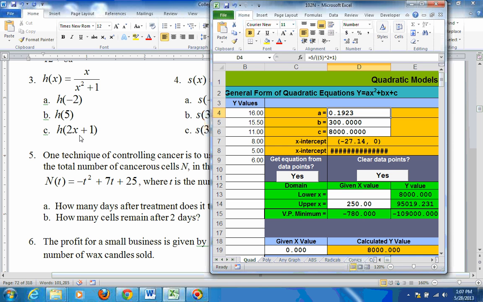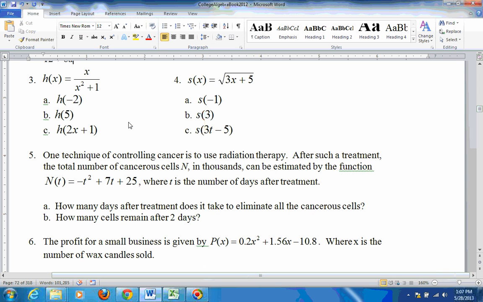Okay. Putting in the 2x plus 1, everywhere there's an x, it would be 2x plus 1 over the quantity 2x plus 1 squared plus 1, and then you could FOIL that together and so on.